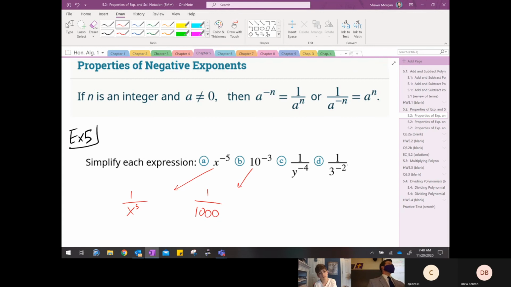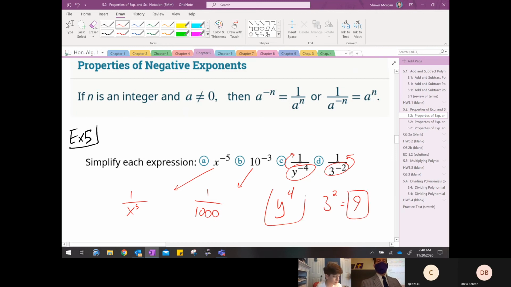So if a factor has a negative exponent and it's in the bottom, move it to the top. So that's the same thing as y to the positive 4. This is the same thing as 3 to the positive 2, also known as 9. Okay? So when we're dealing with negative exponents, if it's at the bottom, move it up. If it's at the top, move it down.